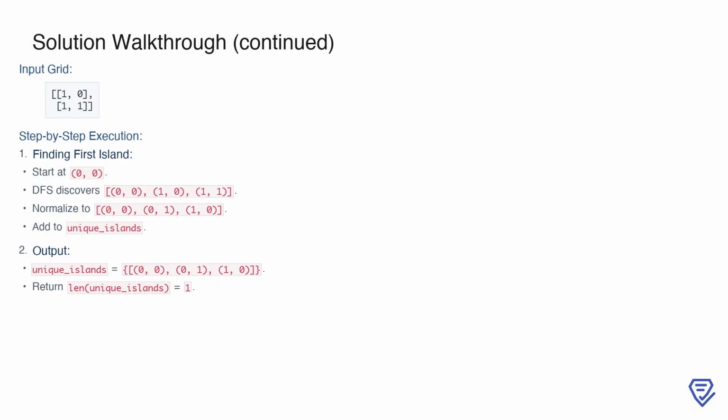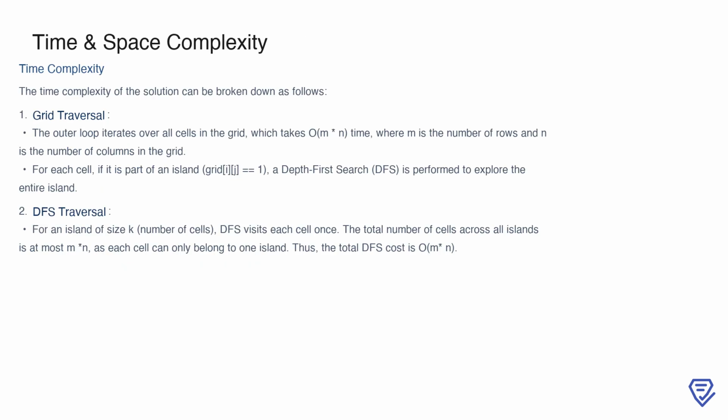This shape is then added to the unique_islands set. Since all islands in this example are rotationally equivalent, the set contains only one unique shape. Therefore, the size of the unique_islands set is 1, and that is the result we return for this grid. Here, we start by analyzing the time complexity of our solution.